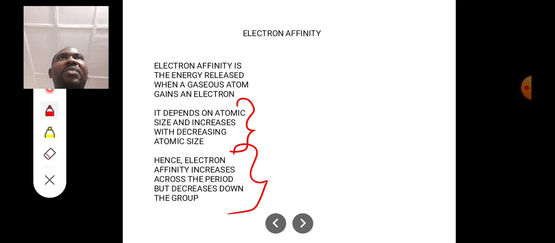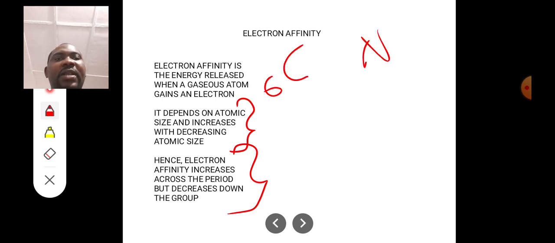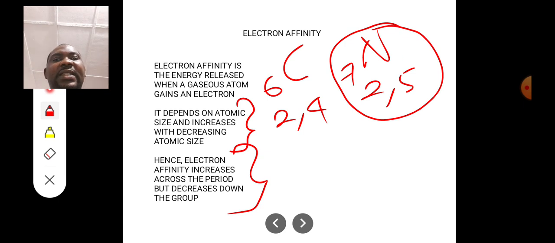Let's compare. Let me pick 2 random elements, let's say carbon and nitrogen. Carbon is 6, nitrogen is 7. Okay, so based on this, both of them have the same number of shells: carbon is 2, 4 and nitrogen is 2, 5, 2 shells. So that means nitrogen will be smaller in size, because as long as elements have the same number of shells, the higher the atomic number, the smaller the size. Don't forget.